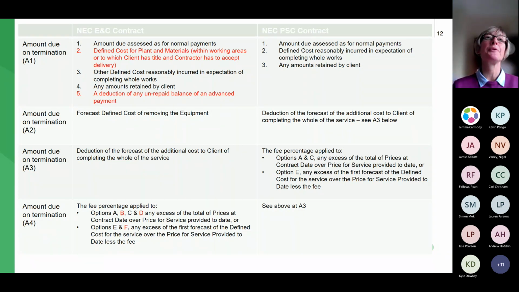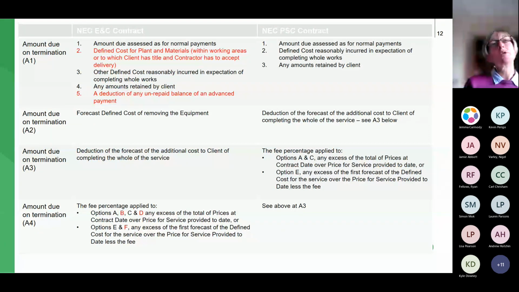So effectively, that's step down. And finally, for the construction contract only, a deduction of any unrepaid balance of an advance payment, which obviously won't apply to the professional services contract because there won't be any advance payments to them. Next one down, A2, contractor can also claim its forecast cost for removing its equipment from site. This is where it sort of gets a bit confusing. Ignore the right-hand column, far right for the time being.